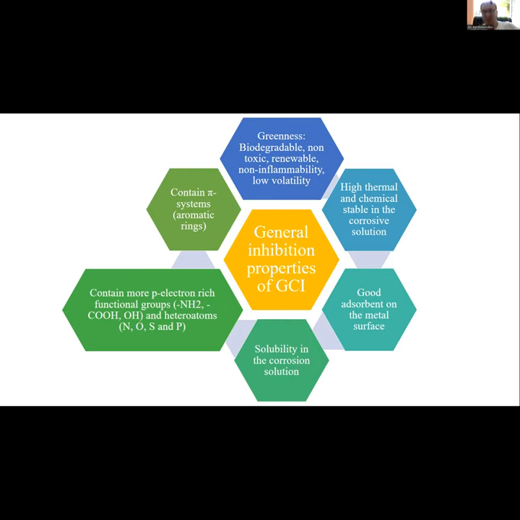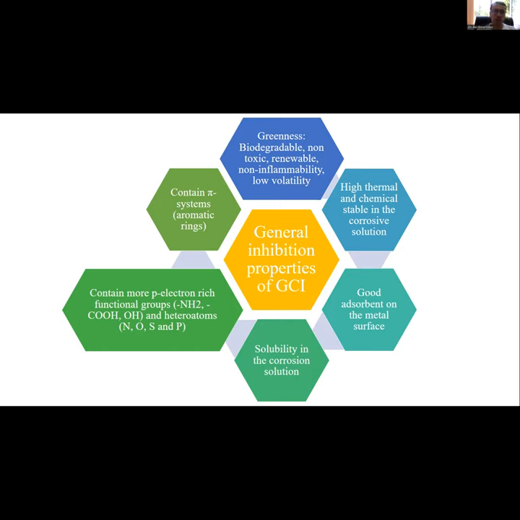The first feature is that corrosion inhibitors need to have high thermal and chemical stability in aggressive corrosion media, because if it is not stable, it is not a usable inhibitor. The second one is adsorption performance: an efficient, good corrosion inhibitor must adsorb well on the metal surface. The next one is solubility. Corrosion inhibitors need to be well soluble in the corrosion solution, because the corrosion solution may be more acidic, more alkaline, or more saline.